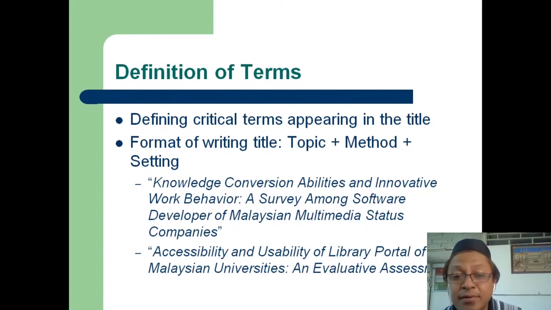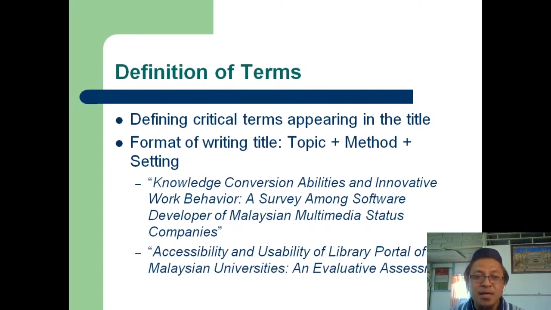So don't be confused between definition of terms in chapter 1 and operational definition for variables in the framework in chapter 3, research method. Before that, you have to understand what is good advice to compose a research topic. I have a video on that; you can check my YouTube site. In order to write a research title, the best way is to have these three elements: number 1, the topic; number 2, the method; number 3, the setting.